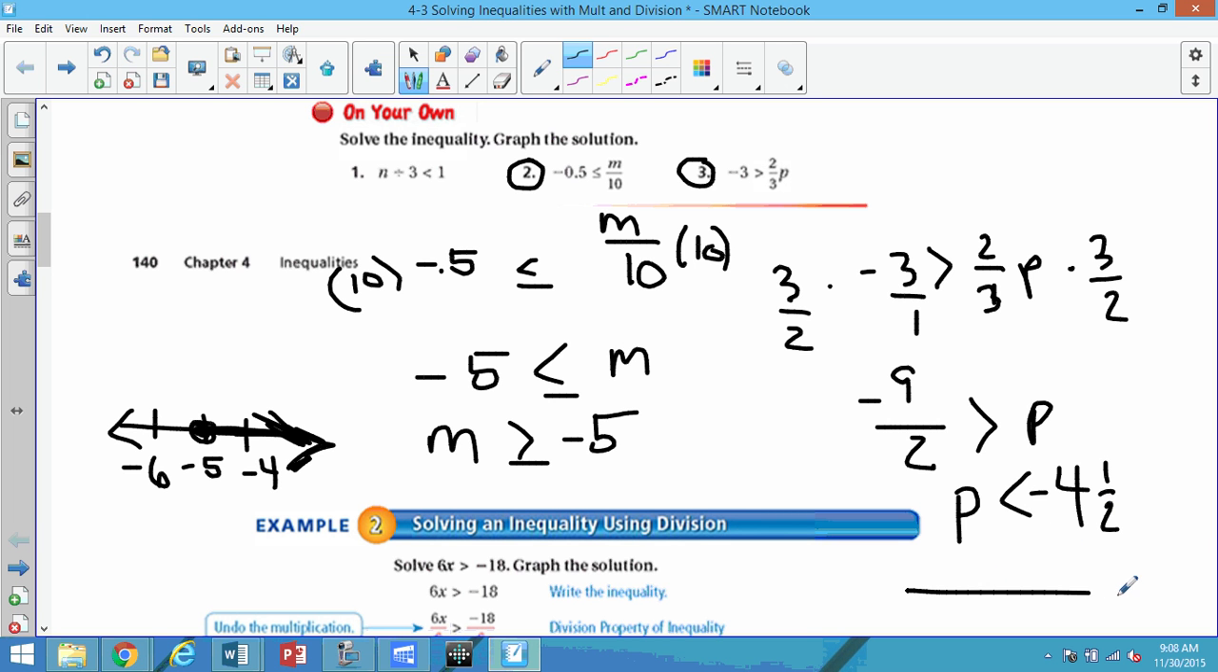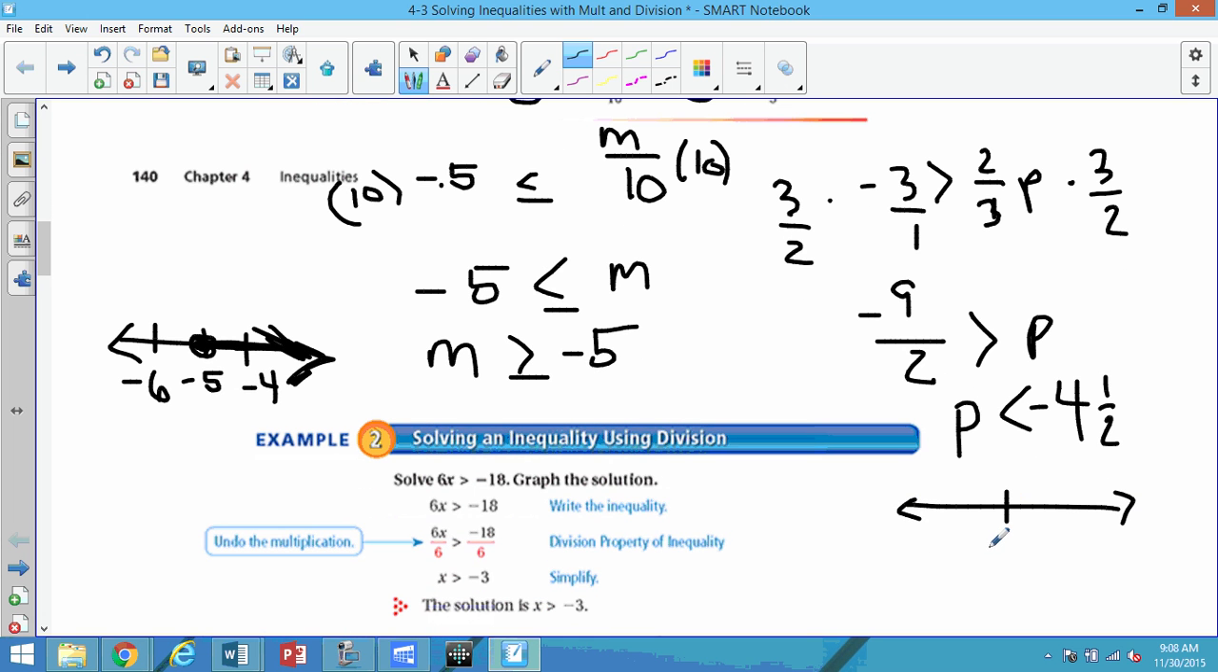And then graphing that, if this is 4 1/2 negative, my zeros over here, that means this is going to be -4, -4 1/2. This is going to be -5. And then you're going to put an open circle on 4 1/2, and you're going to darken it in to the left. Okay? And that's how they should look.